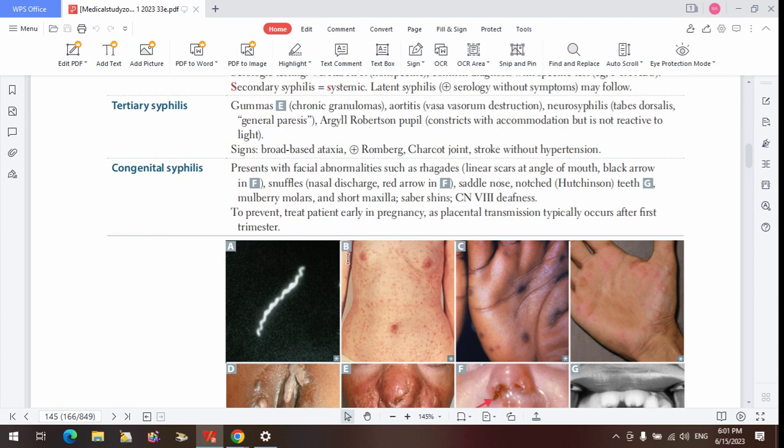proprioception. Okay. So how is it done? You stand with both feet together. You close your eyes, and then you see if the person will tilt to one side or not. Okay. So if the person tilts to one side, what does that mean?